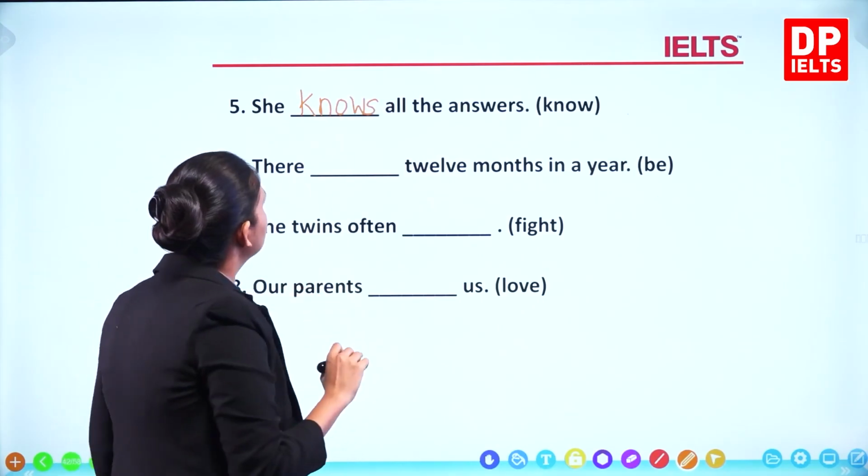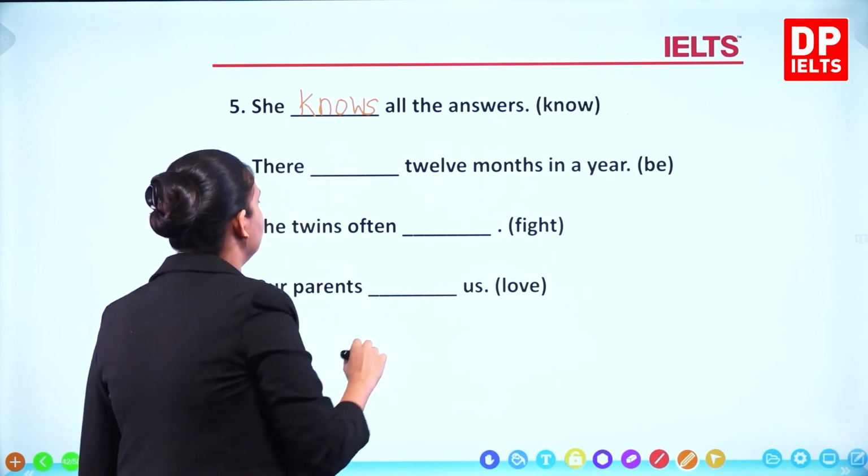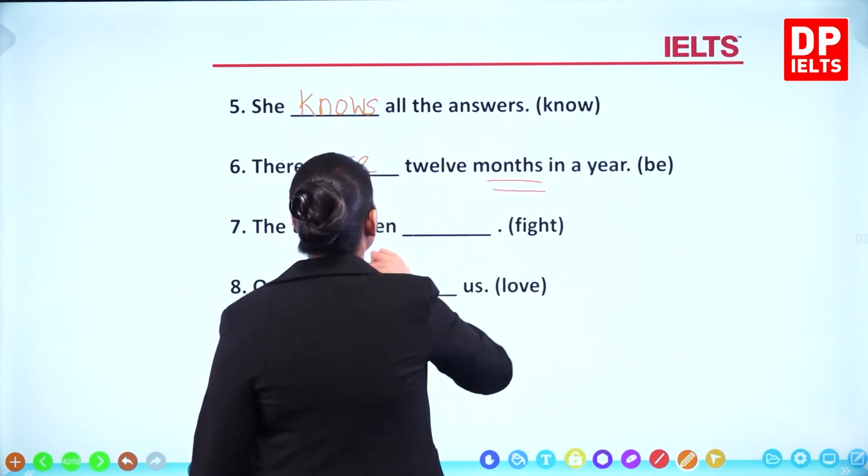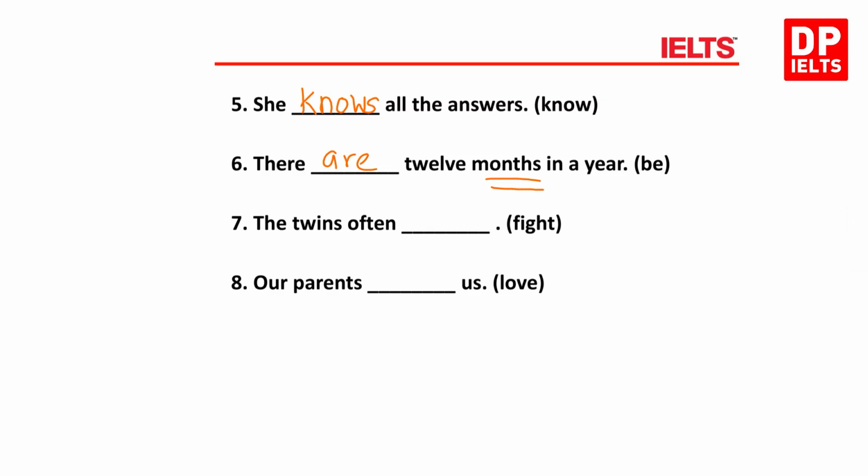There are 12 months in the year. There are, because there are how many? 12 months. There are 12 months in a year. ஒரு வருடத்தில் 12 மாதங்கள் உள்ளன. என்னண்டா 12 months என்று சொல்லப்படுறதால உங்களுக்கு தெரியும் இது வந்து ஒரு pluralaக இருக்க வேண்டும். So plural verb, there are 12 months in a year. Because we can't say there is 12 months in a year.